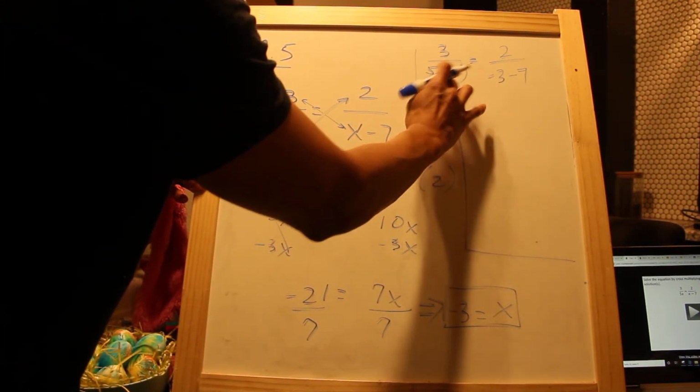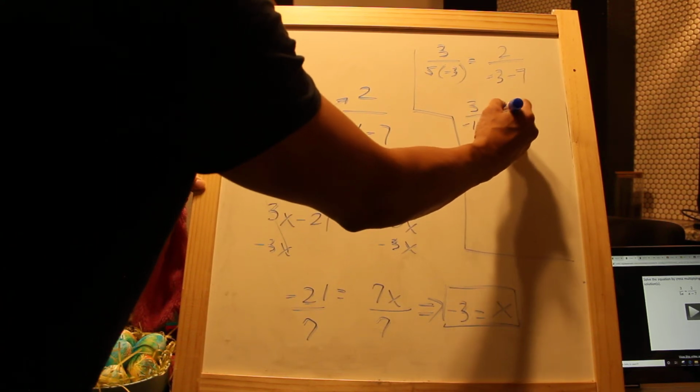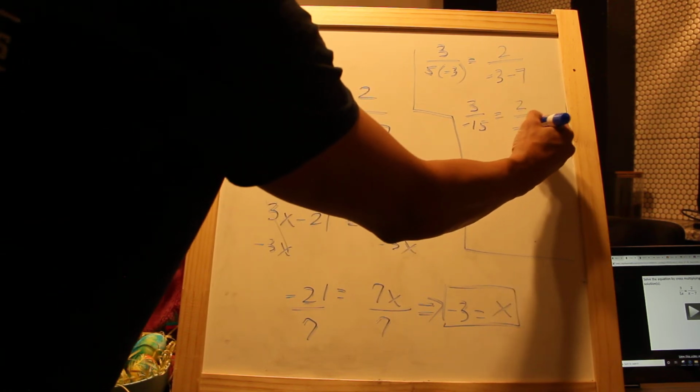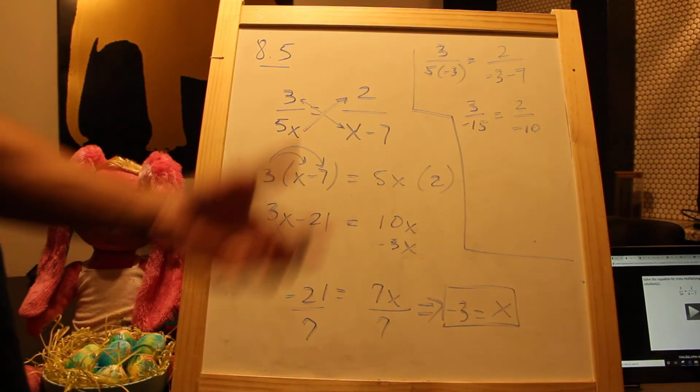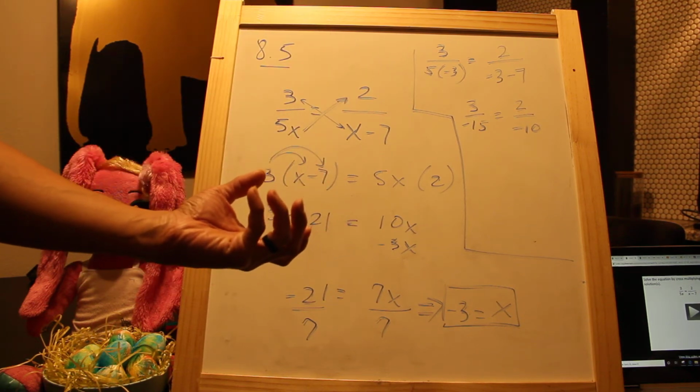So I distribute the 5 times negative 3, so this is 3 over negative 15. This is going to give me 2 over negative 10. Now what do I need to do? I need to go ahead and reduce my fractions.